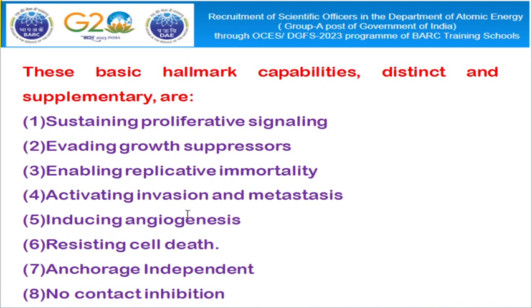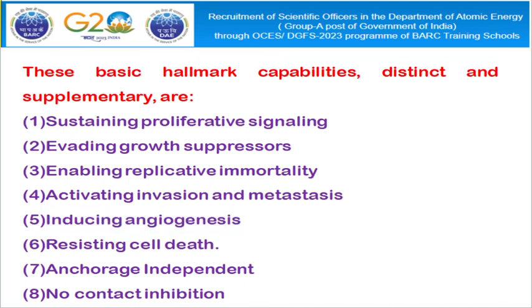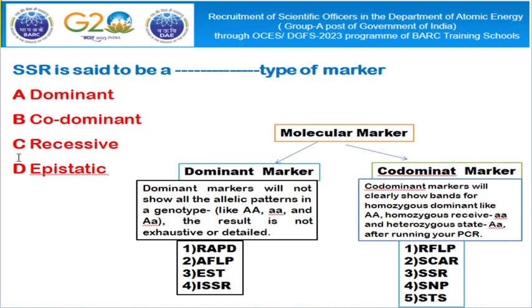Next, they have the property of invasion and metastasis, and a unique property of inducing angiogenesis, which means forming new blood vessels. They resist cell death; they don't undergo apoptosis. At the same time, they are anchorage independent and they don't have contact inhibition.